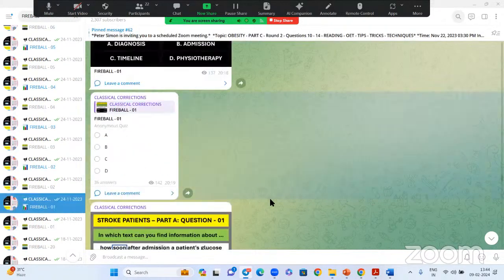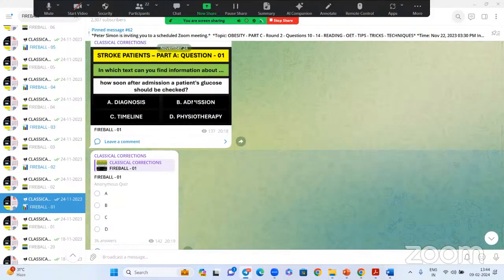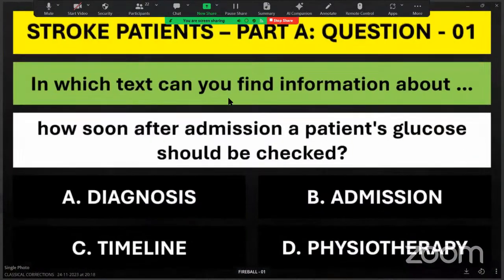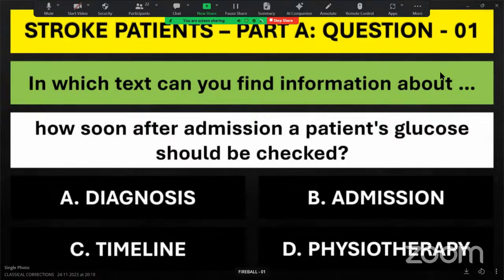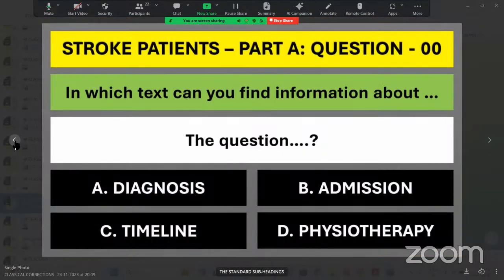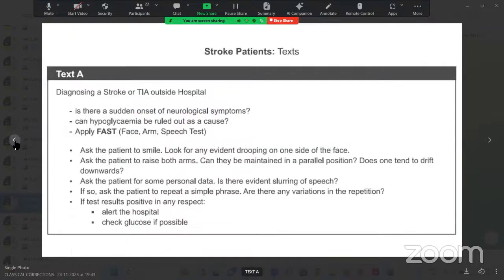Now let us see this one. How soon after admission should a patient's glucose be checked? Will it be in diagnosis or admission or timeline or physiotherapy? So how did Simon sir get these points? So see here. This is diagnosing, means diagnosis.